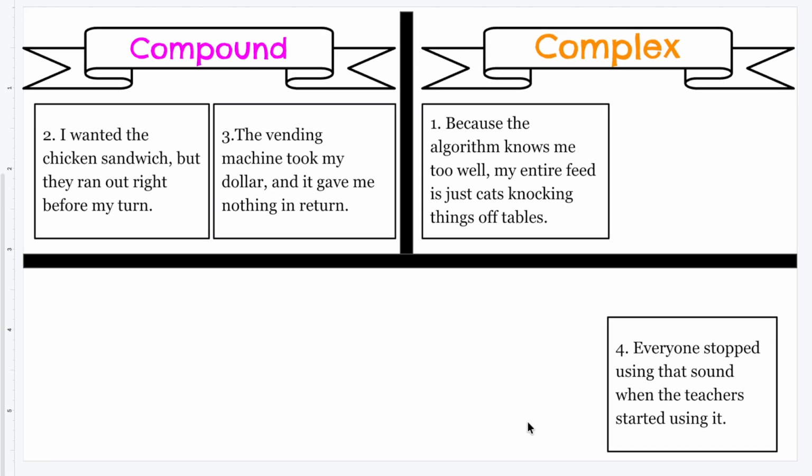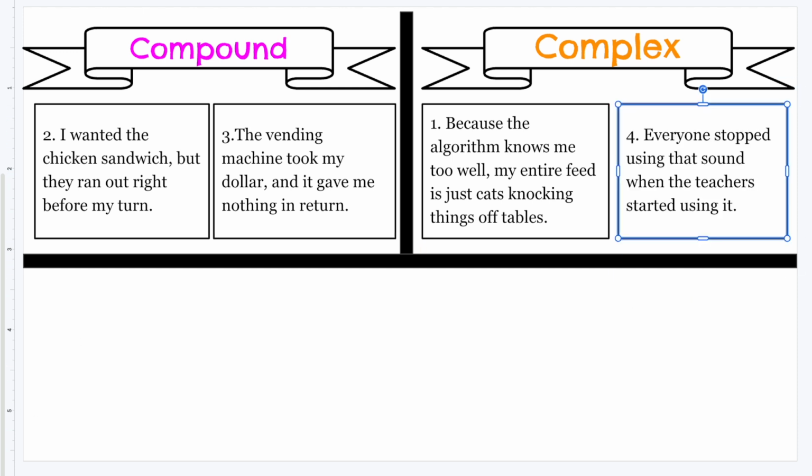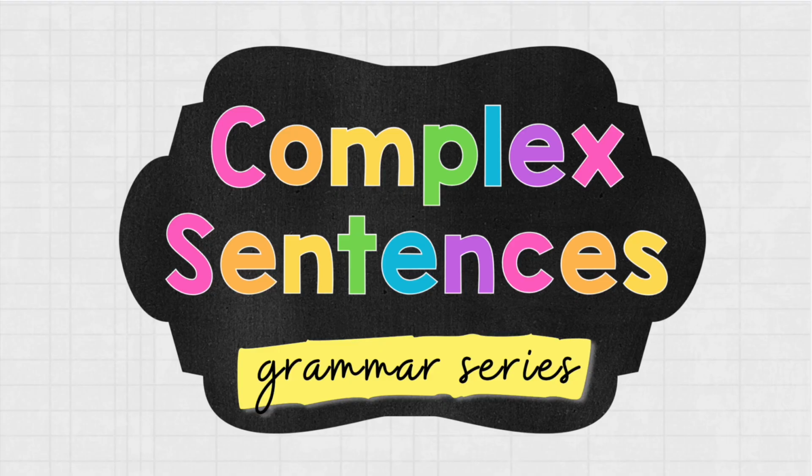All right, let's look at this last one. Everyone stopped using that sound when the teacher started using it. So we have to ask ourselves, is there a subordinating conjunction? Yes, right here, when. So that is a subordinating conjunction. When the teacher started using it, that's the dependent clause. Then we have our independent clause up here. So that makes this sentence complex. All right, that is it. That is everything that you need to know about how to write a complex sentence.